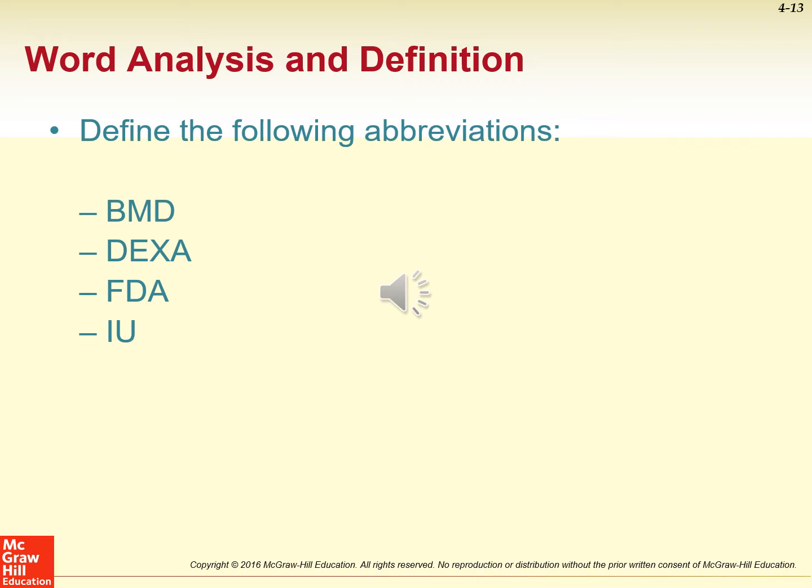Abbreviations are used as term shorthand. Correct abbreviations must be used for terms to avoid errors. BMD, bone mineral density. DEXA, dual energy X-ray absorptiometry. FDA, the US, that's the United States, Food and Drug Administration. And then IU, international units.